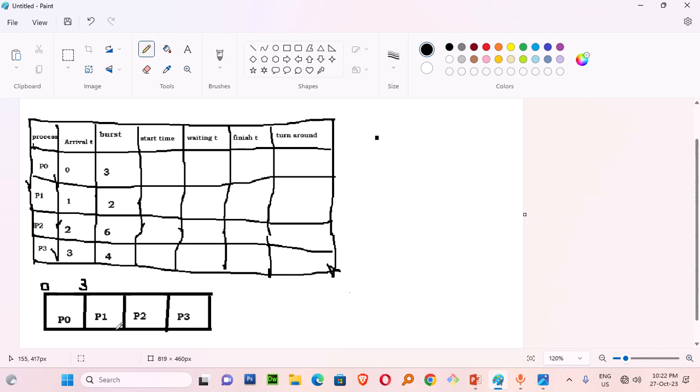Okay. Then P1. P1 started, which means if P0 ended at 3, it means P1 also started at 3. And they said that the execution time for P1 was 2. So which means you add the starting time and then the burst time. So it is 3 plus 2. So which means P1 ended at 5.